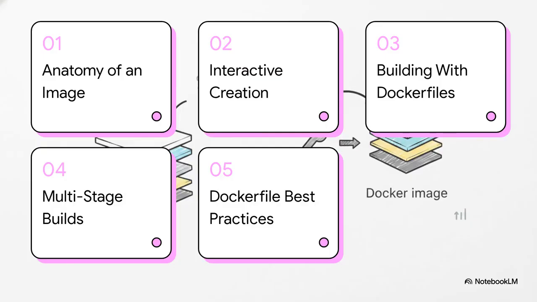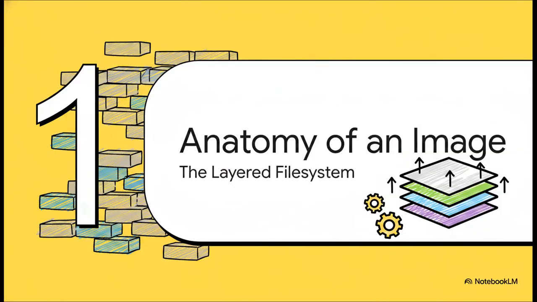So, here's our game plan for today's explainer. First, we'll look at the anatomy of an image. Then, interactive image creation, building with Dockerfiles, multi-stage builds, and finally, we'll wrap up with some essential Dockerfile best practices. All right, section 1, anatomy of an image. Let's get into the layered file system.